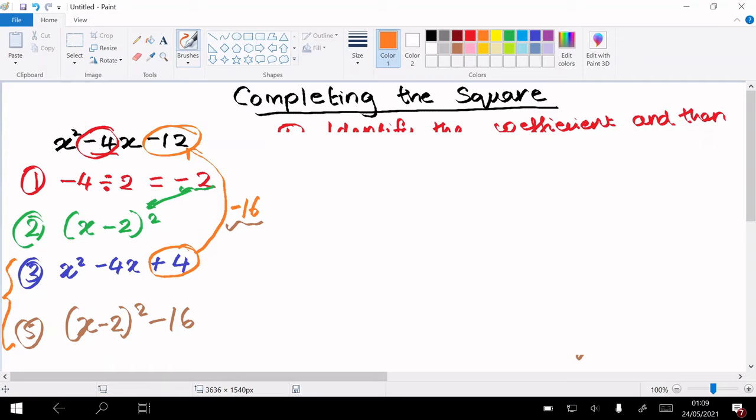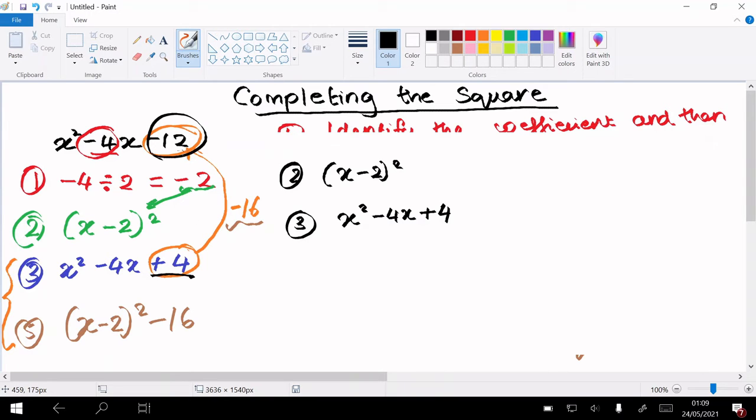So what the other method is, after you have reached x minus 2 squared, same as step 2, step 3, you expand it, same thing. But here's the thing, your aim is to not have 4 but to have minus 12 instead.